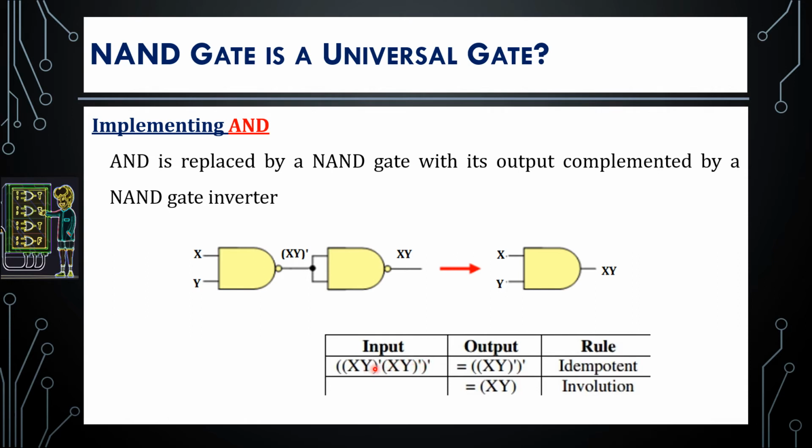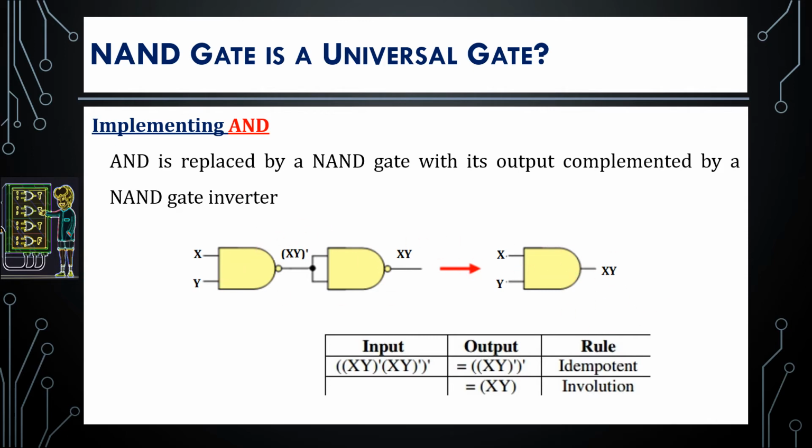According to the idempotent law, x bar into x bar is x bar, right? So applying that rule here, (xy)' into (xy)' is (xy)'. Fine. So we get ((xy)')'. According to the double inversion law, it is xy. So we will be getting xy using these two NAND gates. So this is equivalent to an AND gate.